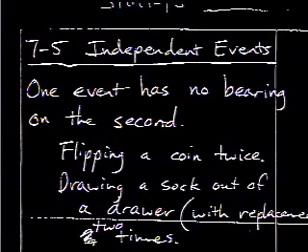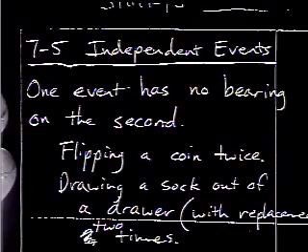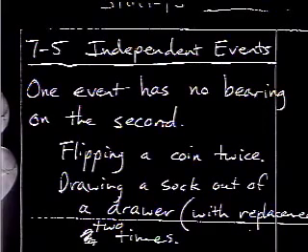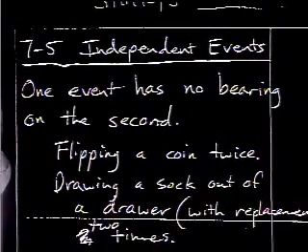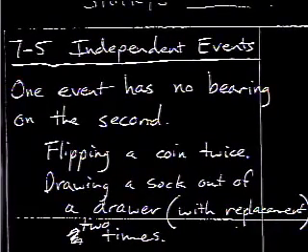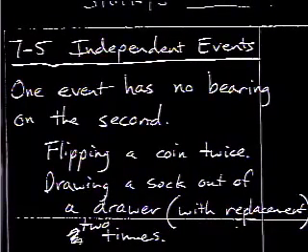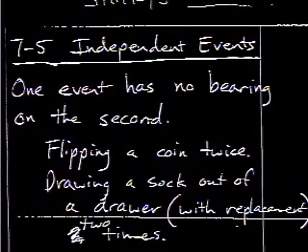And when events do not have a bearing on the next one, such as flipping a coin twice, the coin has no memory, so to speak, and so it does not matter what happened the first time you flip the coin. It doesn't remember, so it's not going to have a bearing on the probability for the second flip. Drawing a sock out of a drawer 2 times, obviously, that means with replacement, because if you're not going to replace the sock, then it definitely changes the probability. Then we're talking about something that's called dependent events, because the probability is changing from one to the next.